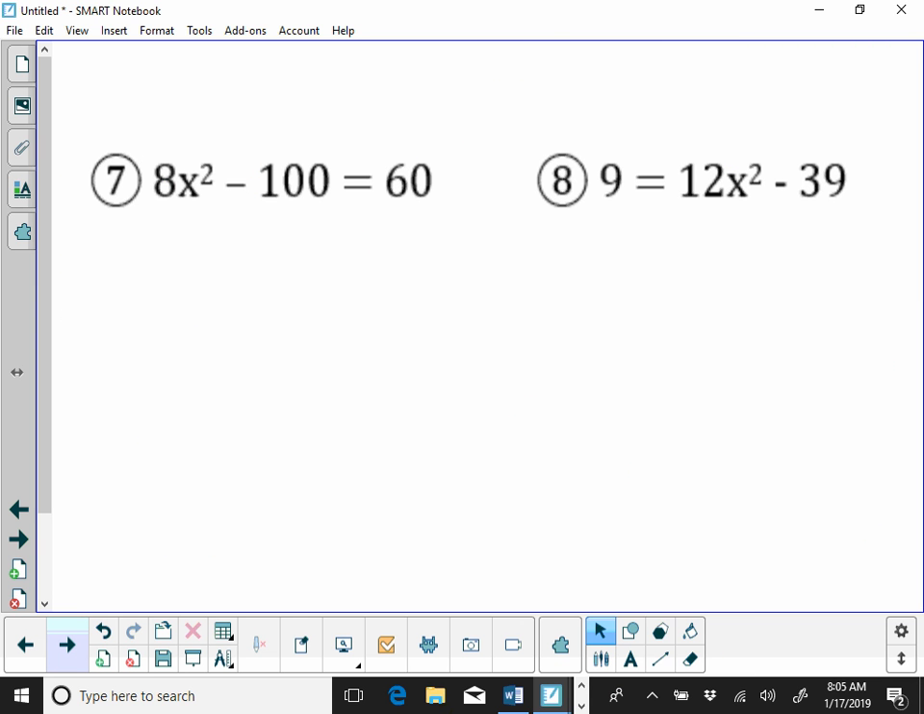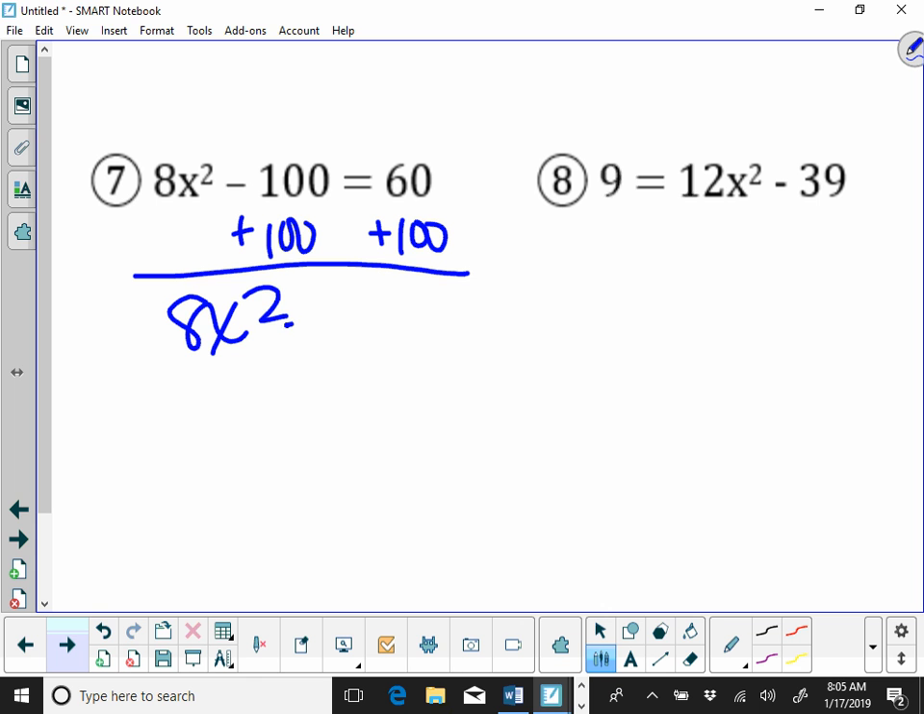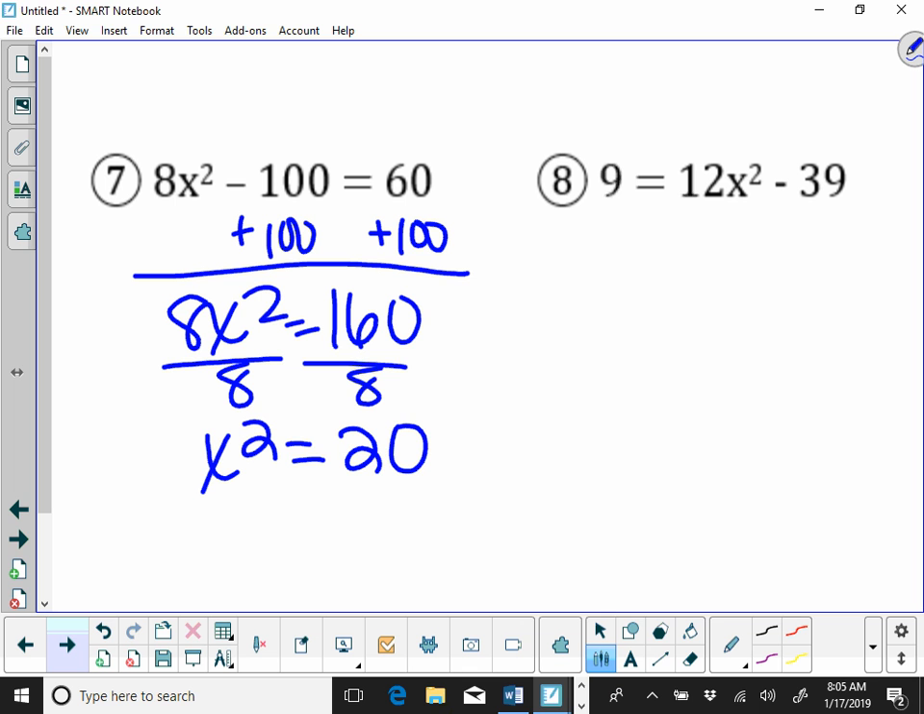Okay, so that was 1, 2, so let's jump down here to 7. I'm going to do 7. I'm probably not going to do 8. I'll let you do that one, okay? But we're going to add 100 here. So it's going to be 8x squared equals 160. And we're going to divide by 8. So x squared is going to equal 20.